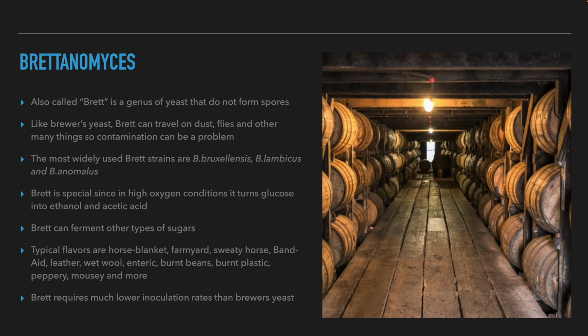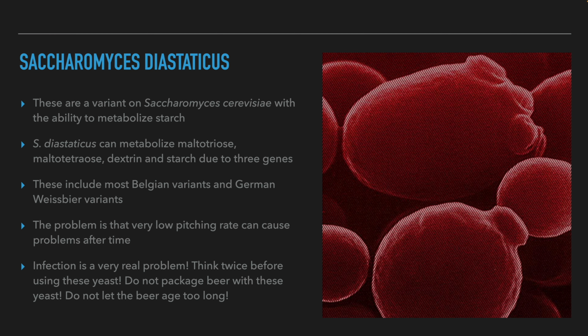Brett's common flavors are horse blanket, ranch, sweaty horse, wet dog, band-aid, leather, wet wool, digestive acids, burnt beans, burnt plastic, black pepper, cage of rodents, and other such pleasant descriptions. The problem is that Brett needs a very small population of several cells to develop and give noticeable aromas and off flavors. Another important species of yeast to talk about is Saccharomyces diastaticus. Saccharomyces diastaticus is a subspecies of Saccharomyces cerevisiae.